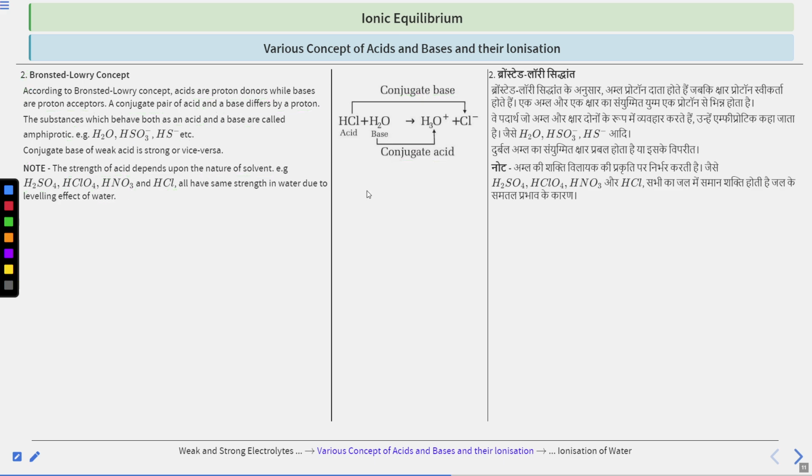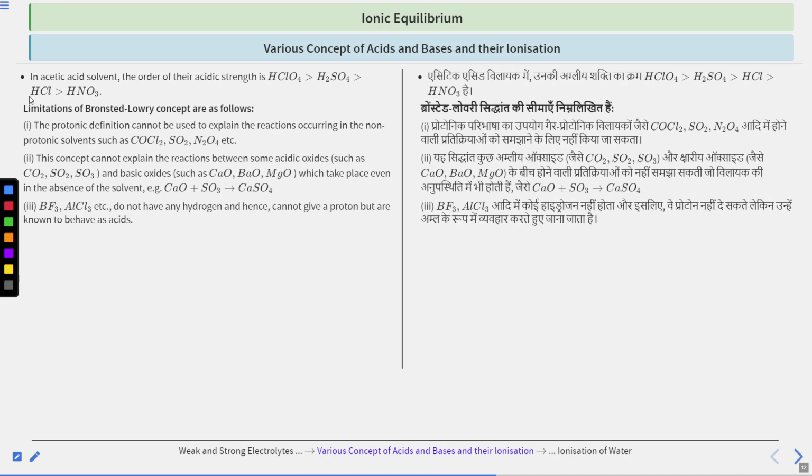Okay, let's see, in acetic acid solvent, the order of their acidic strength is highest in HClO4, then H2SO4, then HCl, then HNO3. And we are talking about the acetic acid solvent. So the solvent is acetic acid, and the order of the acidic strength of these four molecules is in this order.